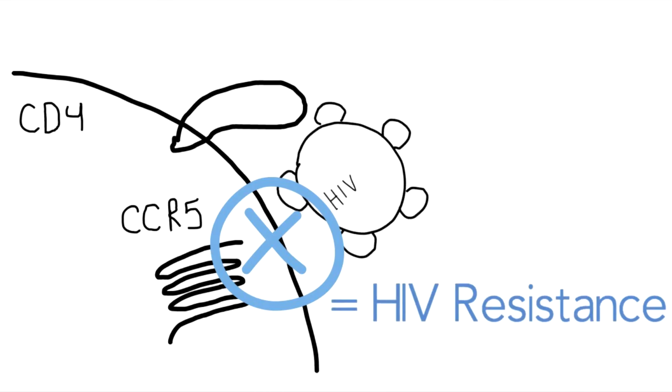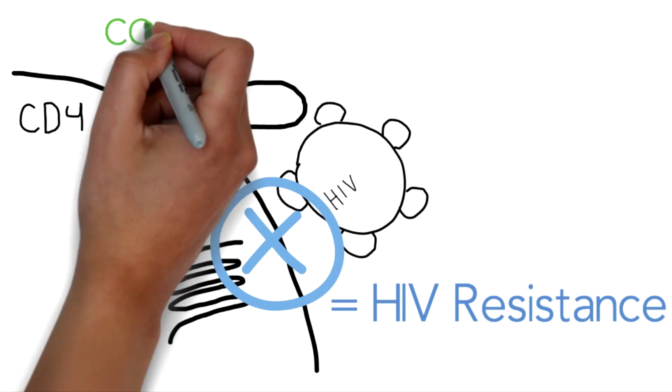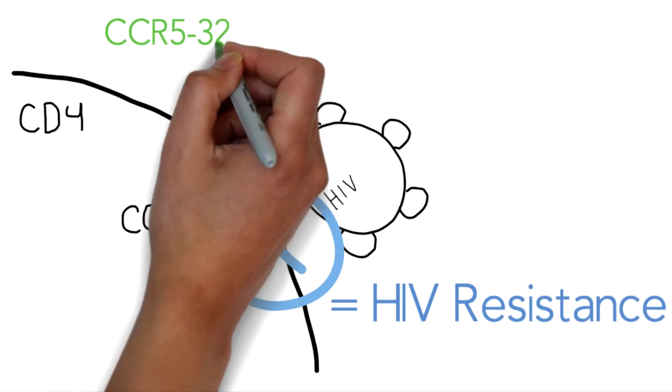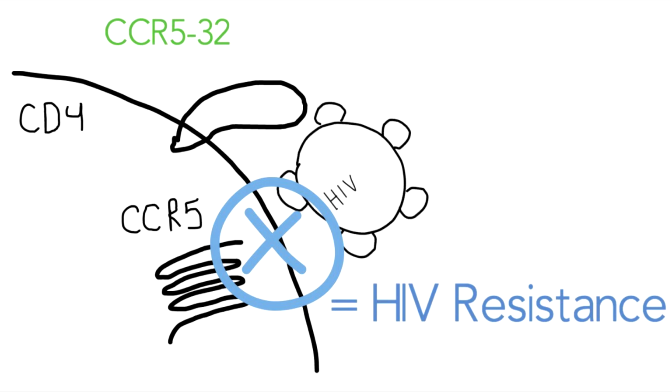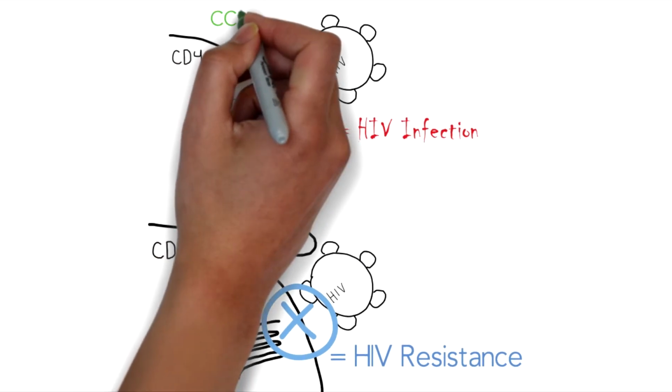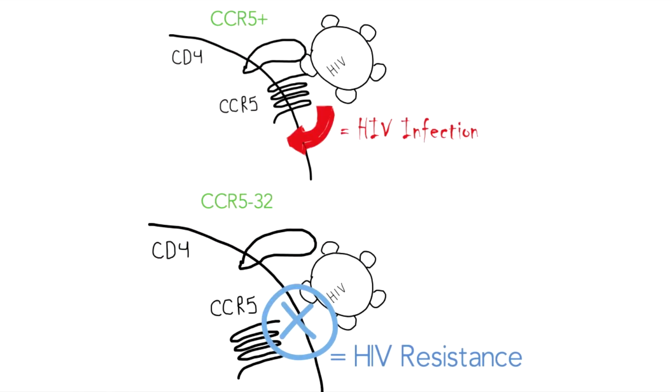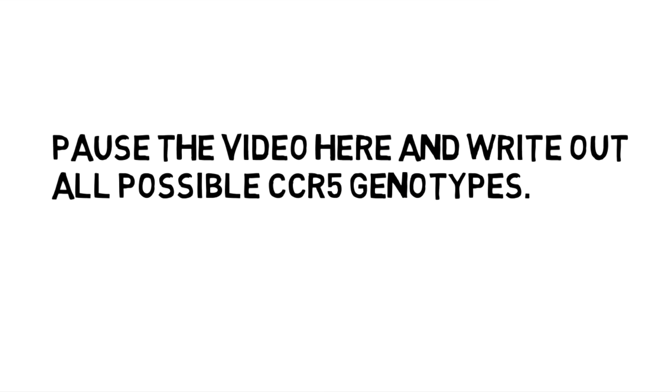This mutated allele is called CCR5 delta 32 because 32 base pairs are deleted from its DNA. The normal allele is called CCR5+ in comparison. Let's think back to genetics. Pause the video here and try to draw all possible CCR5 genotypes.